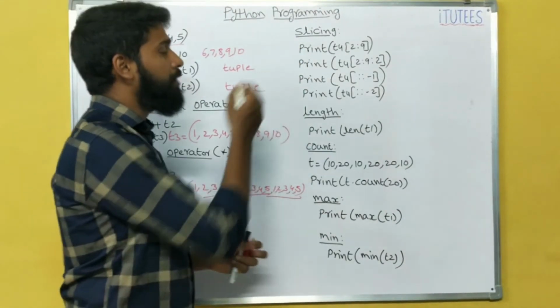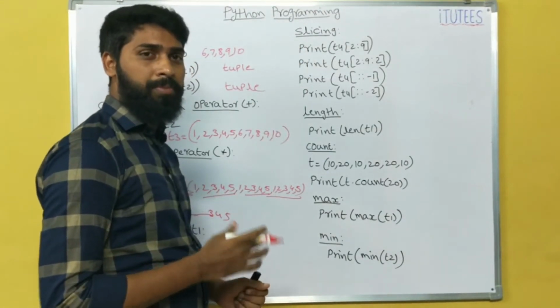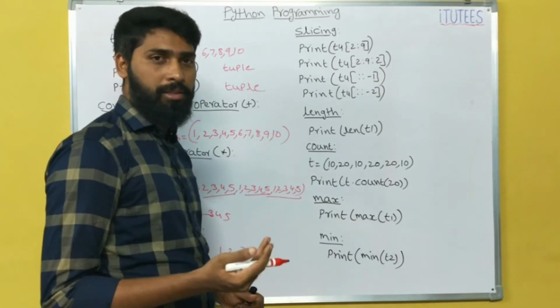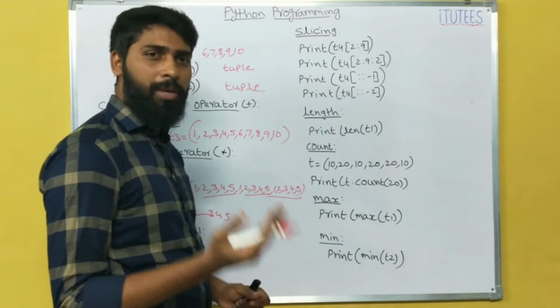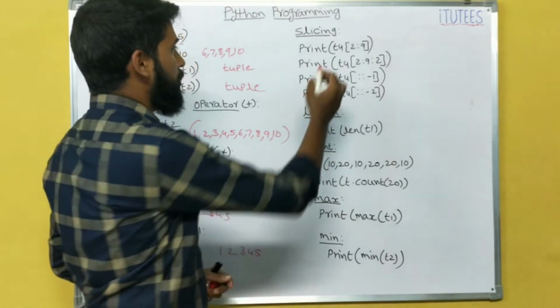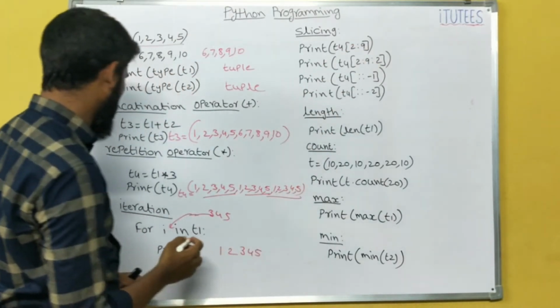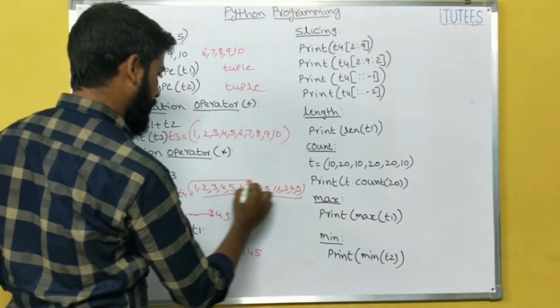Now slicing. We already discussed forward slicing and backward slicing on strings and lists in previous examples. This is the tuple. We can do the same operations on a tuple also. So T4 of 2 to 9. What is T4? T4 is this one.